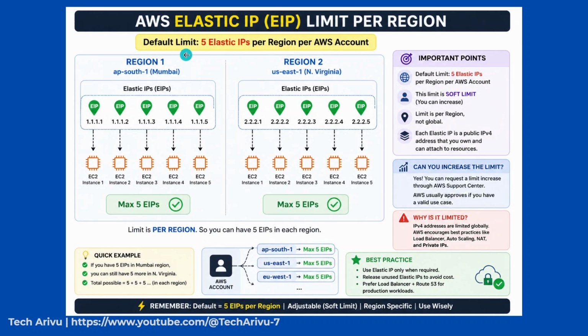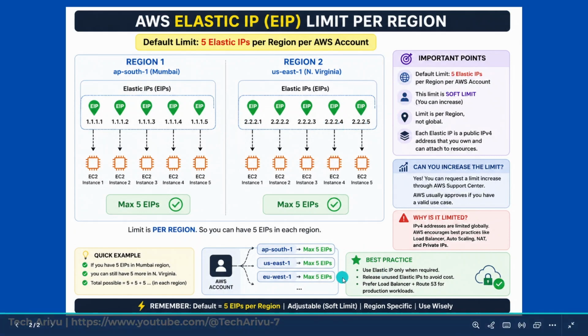So we can create 5 Elastic IPs per region per AWS account. This is a default limit provided by AWS, and it is also a soft limit, we can increase it. The limit is per region, not globally. So say in region Mumbai you can create 5 Elastic IPs, and also in North Virginia you can create another 5 Elastic IPs. So the best practice here is always use Elastic IP only when required.